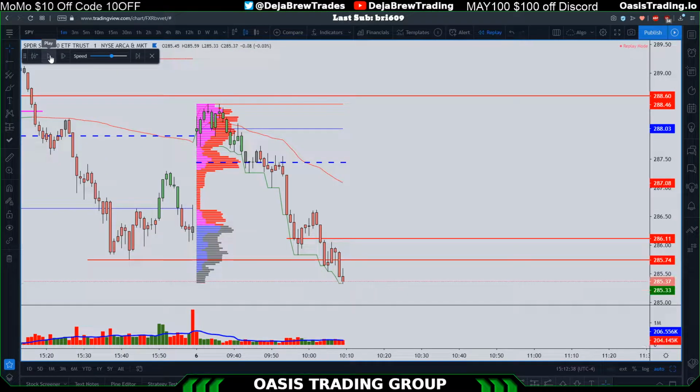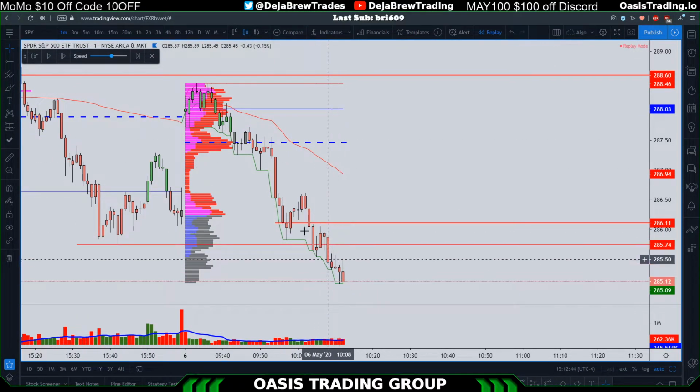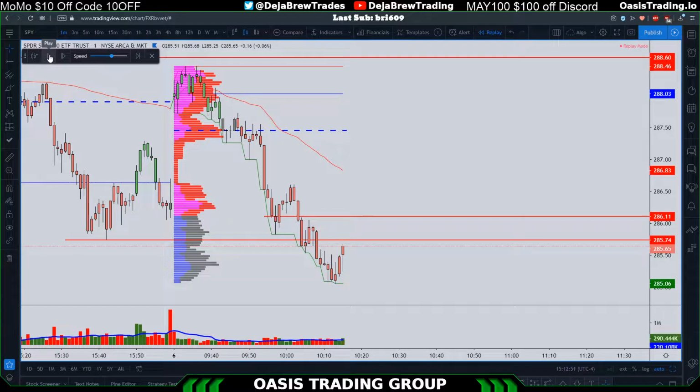So that's why that long would have been risky. You'd already be losing. So you probably would have got stopped out if you longed there. Like I said, there's really no long until you get confirmation.